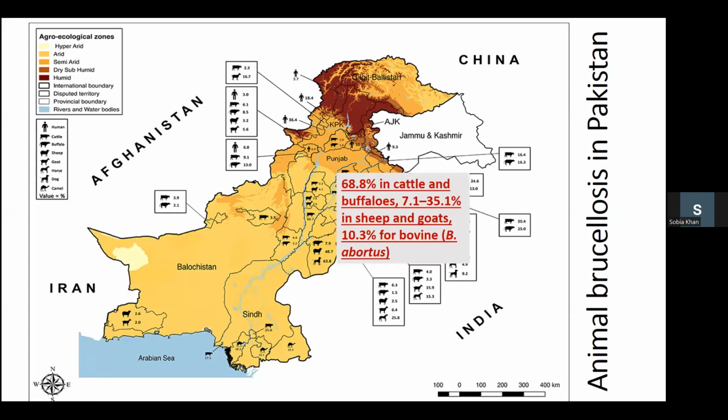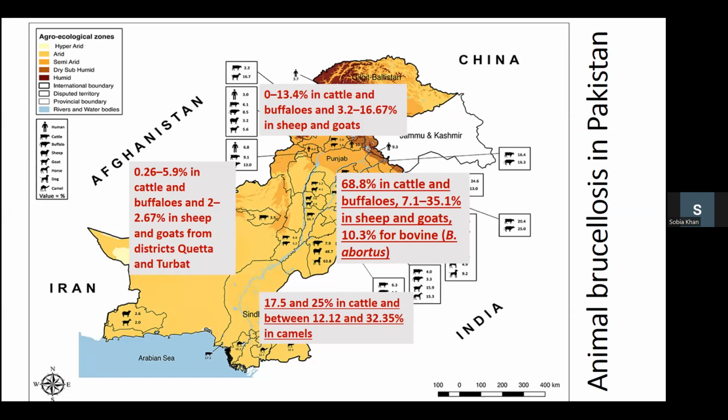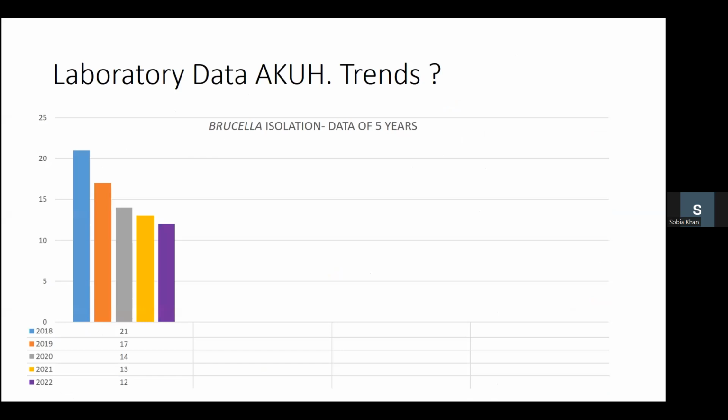So the highest seroprevalence in the animals was also in Punjab, which is 68.8% in cattle and buffaloes and 10.3% for bovine, followed by Sindh, which had 17.5% to 25% seroprevalence in cattle, and then Khyber Pakhtunkhwa and Balochistan. So quite high seroprevalence in the animals. Which brings us to the question: what are the trends in brucellosis isolation in recent times?